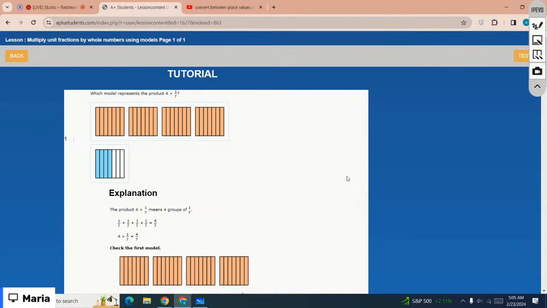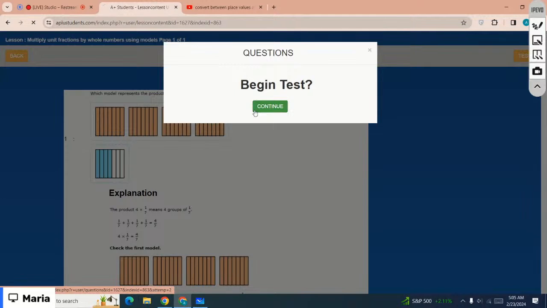Option number 2 is the correct option, right? Because here you can see 1, 2, 3, 4, 5, 6, 7 portions and 4 are colored, right? Let's just start with the test questions.